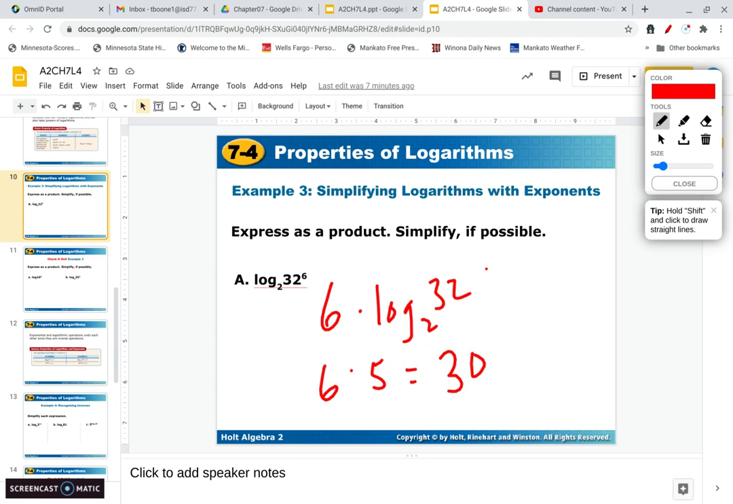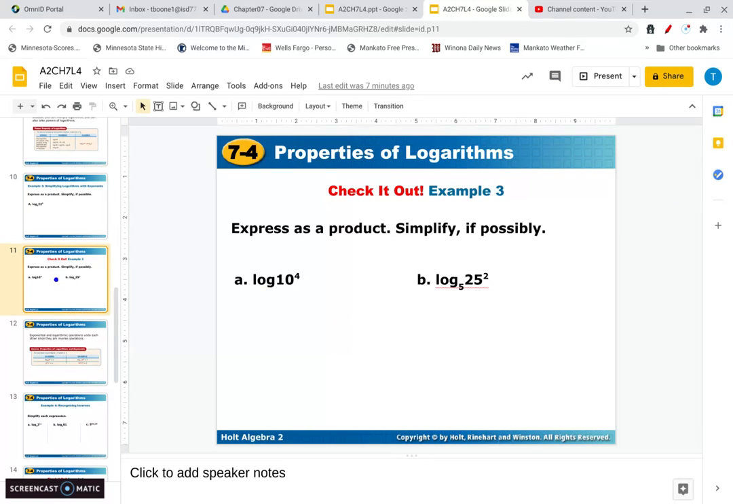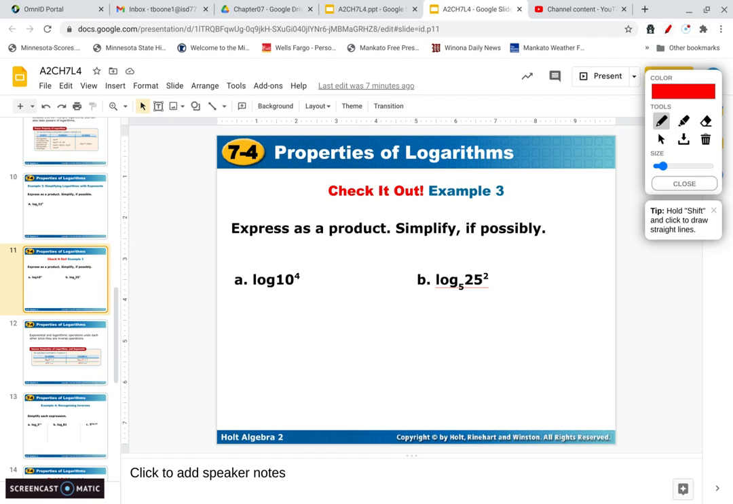So our answer is 30. All right, now again, could you type that into the log base on the calculator and do it? Sure you could, but it's a little more fun to understand those properties. Let's try a couple others with these that we have here.